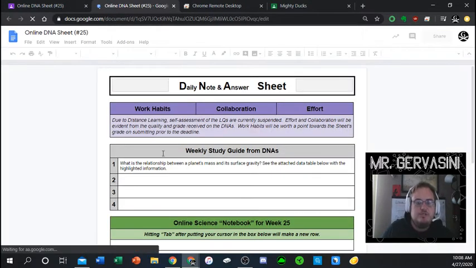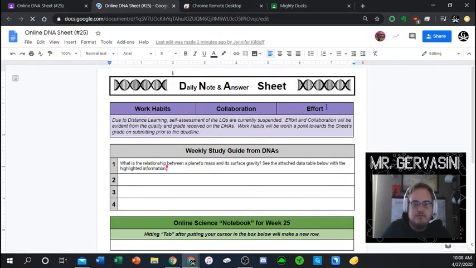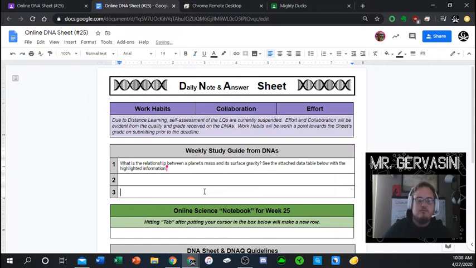So your new DNA sheet: work habits, collaboration, and effort are suspended, essentially. However, effort and collaboration are going to be clear when you turn in the sheet or not. And then habits is going to be worth 1 point. So sheets are out of 6: 2 points for a very, very good answer, 1 point for basic information, and then 0 for nothing. So that would be 6 points. You don't need a 4th row. I forgot to delete that.